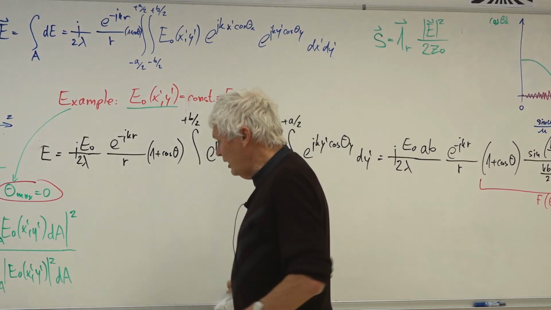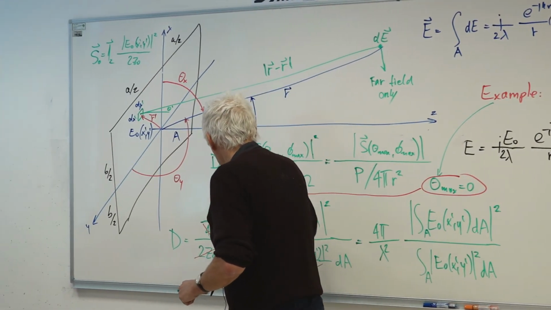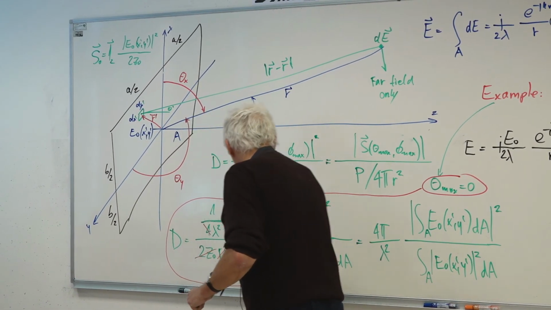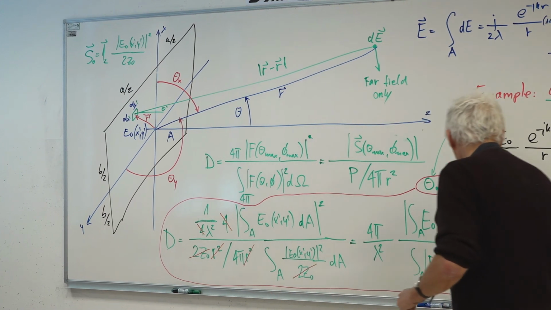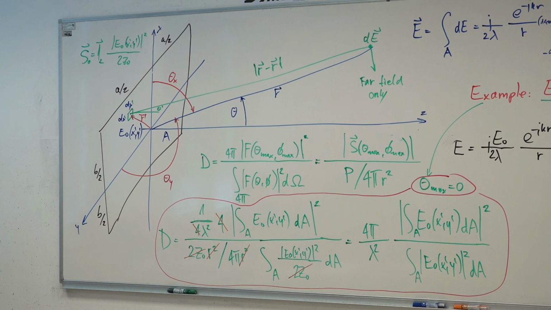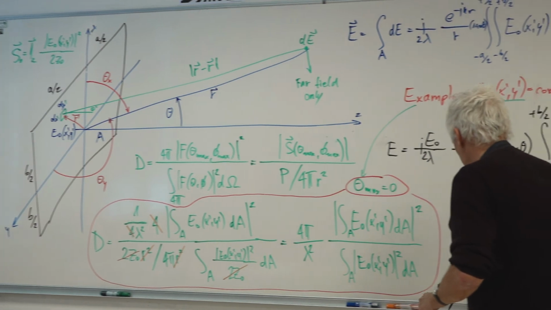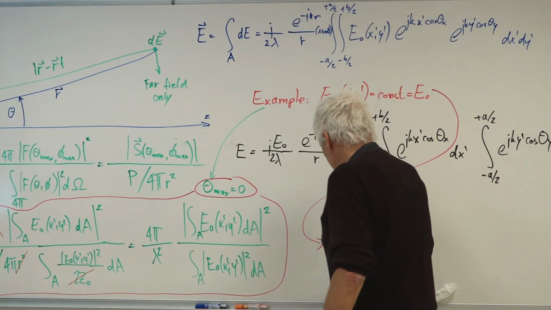So this is always true when I have the maximum radiation in the direction of the axis z, which is frequently the case. Not necessarily, E0 is constant. What happens if E0 is constant? So, the example: E0 is constant. What happens then? What is the directivity?